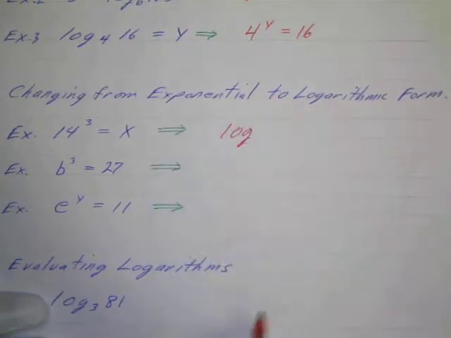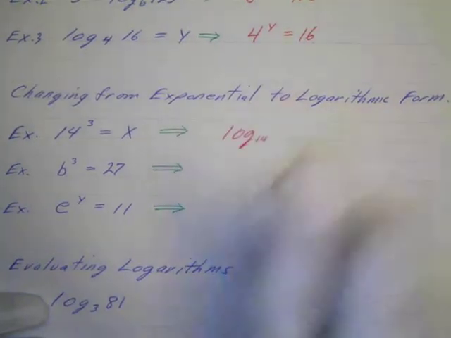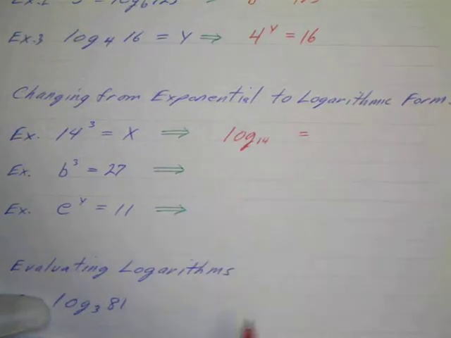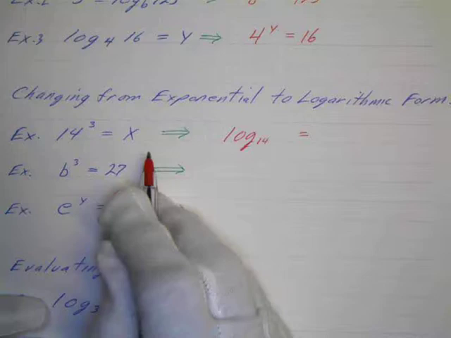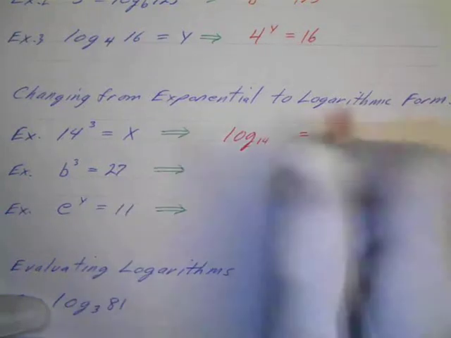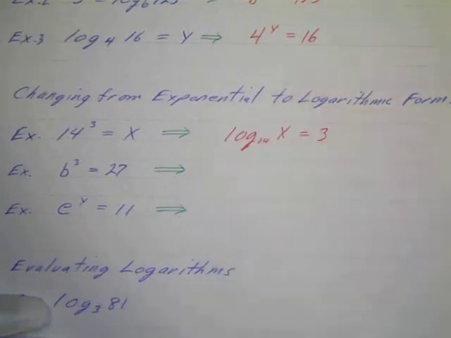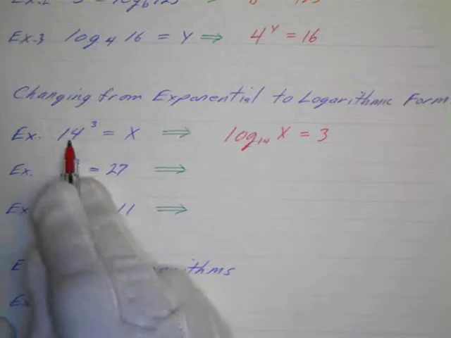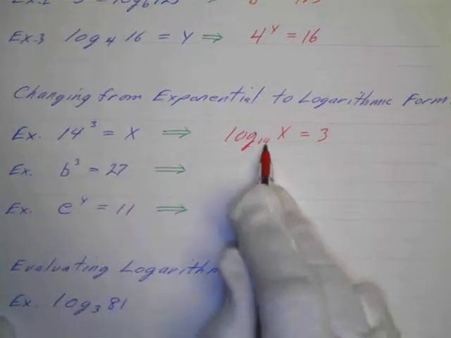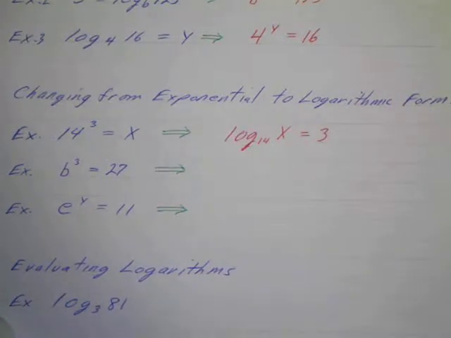And what's my base? In this case, my base is 14. And what's my answer? My answer is x. And what's my exponent? 3. Okay, this is my base, there's my exponent, there's my answer. So when we look at this, it's always base, exponent, answer. So 14 to the third equals x. You can always check it real fast.